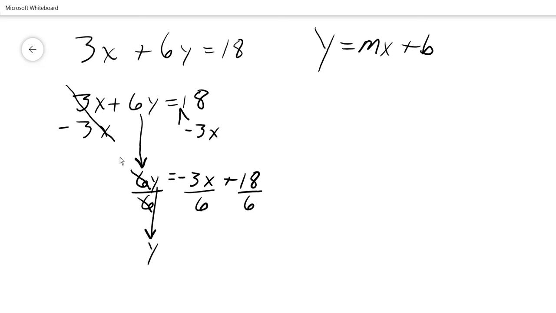All right, 6 divided by 6 is 1. 1 times y is y. Here, just reduce the fraction. Negative 3/6 is the same thing as negative 1/2 x, positive 18 divided by positive 6 is positive 3. Now, I can graph using this right here. I don't have to use the table of values or anything. Watch this.